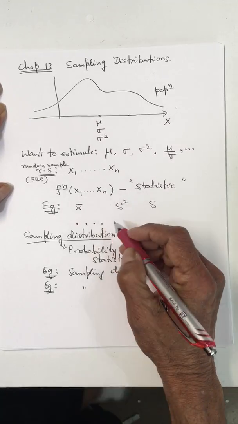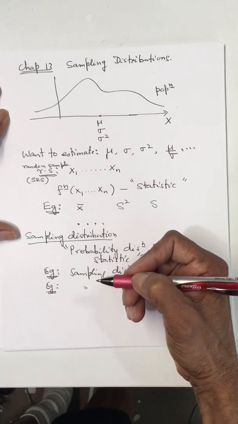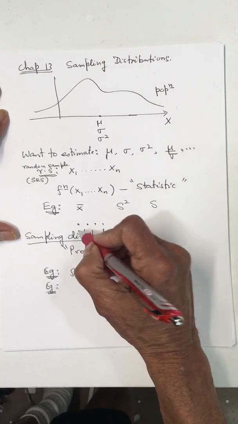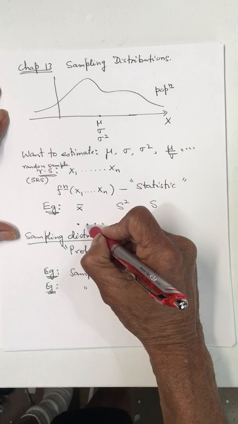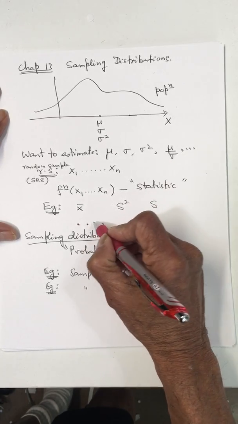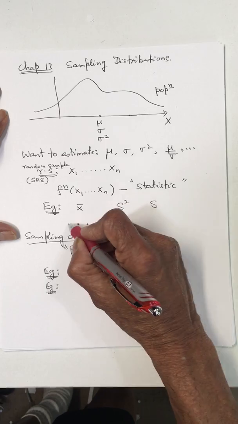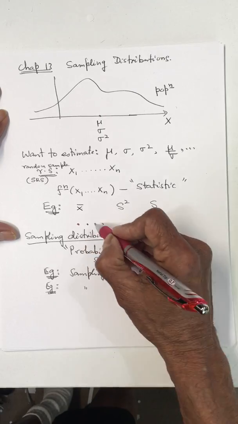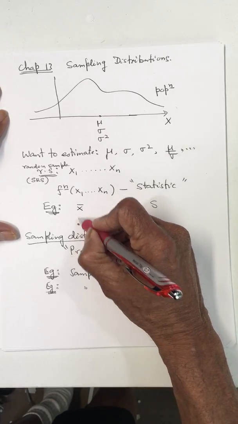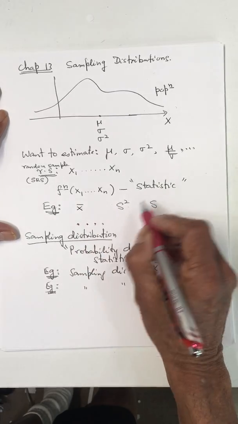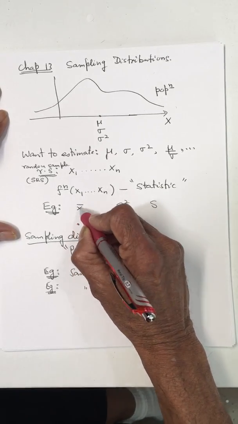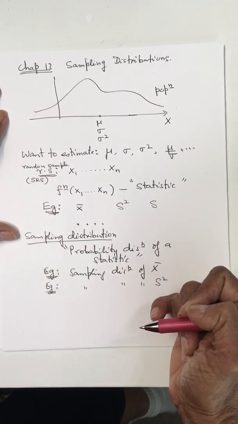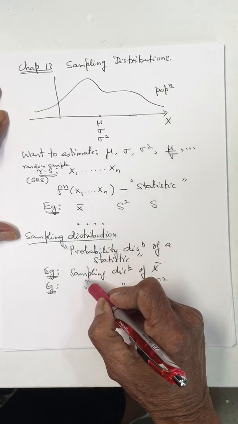So when you pull a random sample, you're not going to get the same values again and again. If you pull the first time, you might get one value, the second time around you get another value, and so on. So these quantities are themselves random variables. The probability distribution of these quantities is known as a sampling distribution.